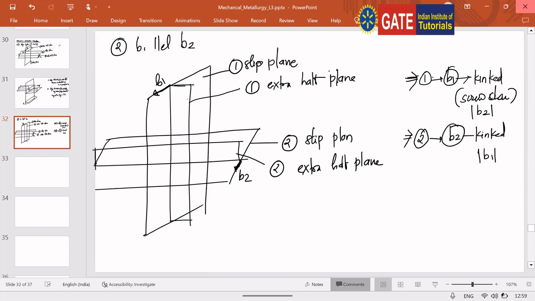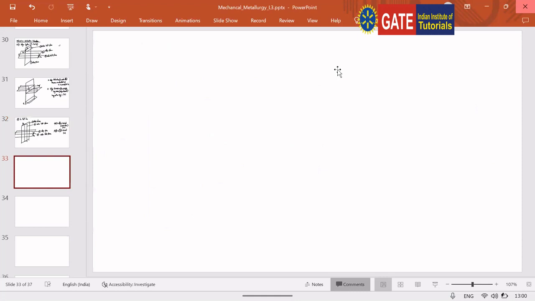Clear? Can I proceed to the next slide? I'll show you how the figure will look. Okay, let me know if you want me to stay. I'll just show you separately to be more clear.